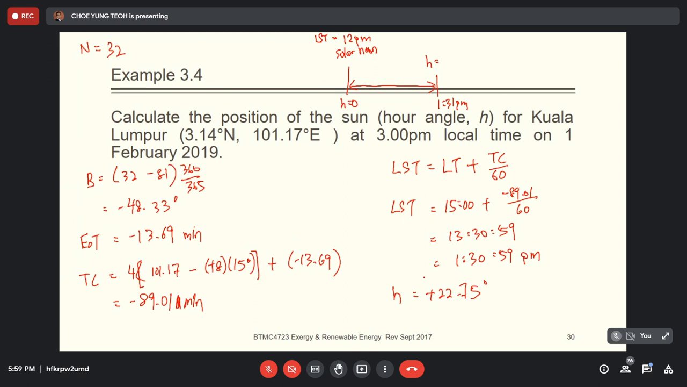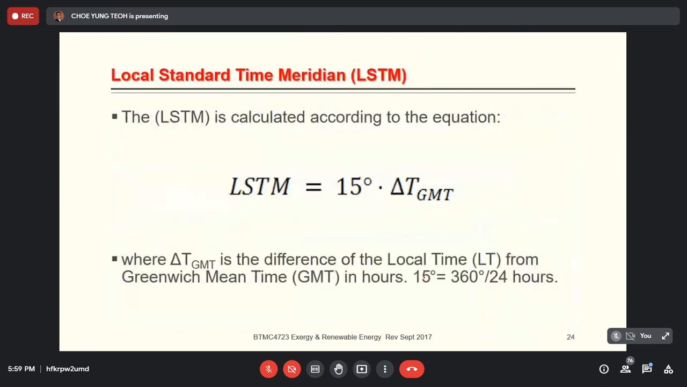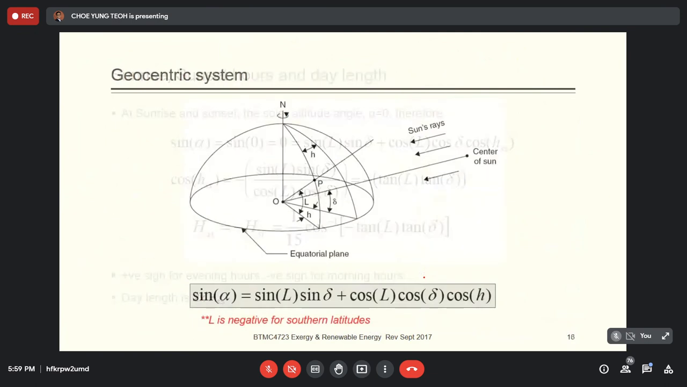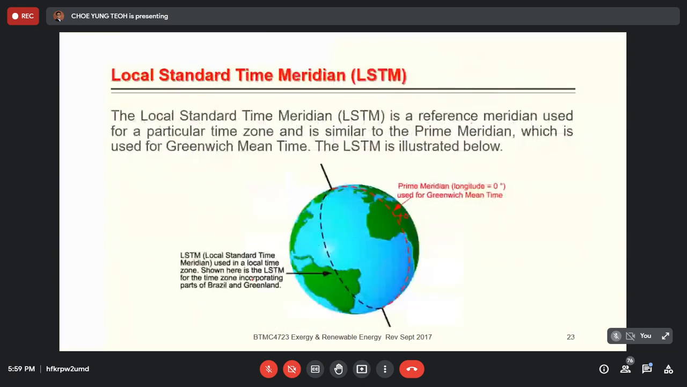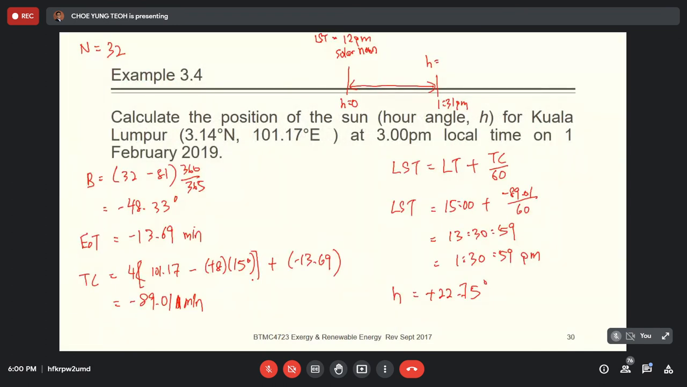So you can see when the question asks for the hour angle, sometimes you do not really need to use the equation for the hour angle. You can see this one has the hour angle, but if you try to find from here, you cannot get the answer. Or from here, you also cannot get the answer. So we have to find it from the time, the local solar time.